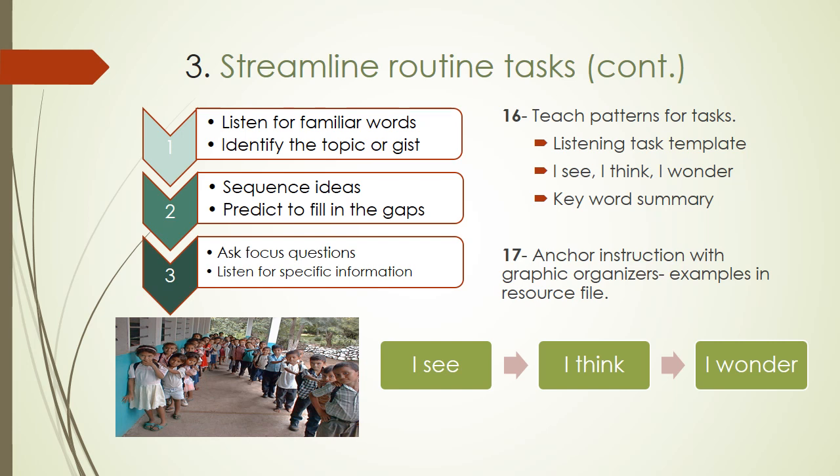So the first example that you see is a listening task template where students are expected to listen to an audio clip three times. The first time they listen for familiar words and to identify the topic or the gist. They might have a checklist where they check off the words that they hear. The second time they listen, they put numbers to sequence ideas or make predictions to fill in gaps for what they didn't understand. And the third time they listen, they ask themselves focus questions and listen for specific information.